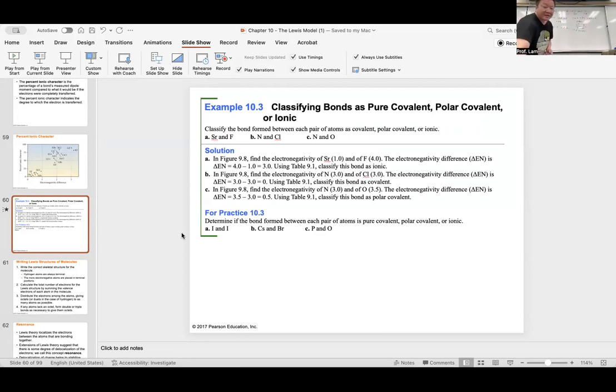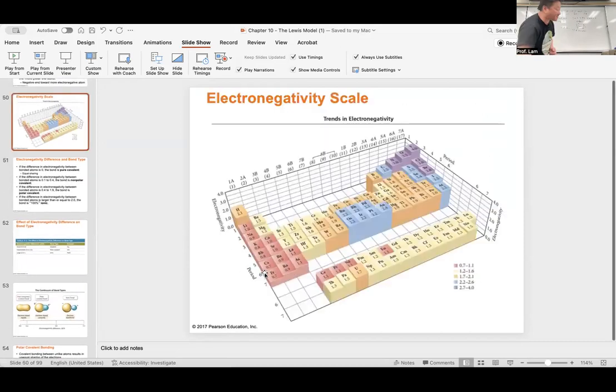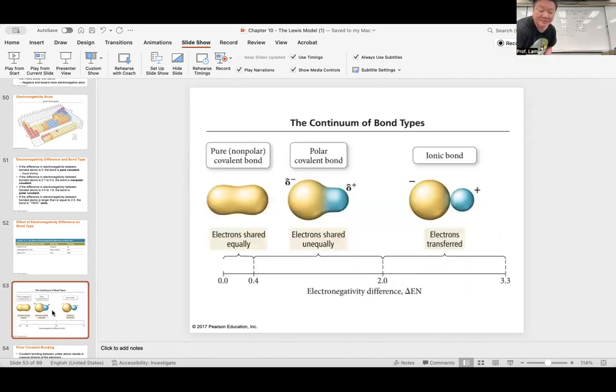Now we go to Cs and Br. Cs is 0.7 and Br is 2.8. So delta EN is going to be 2.8 minus 0.7, which is 2.1. Going to this spectrum, over 2 is considered ionic.